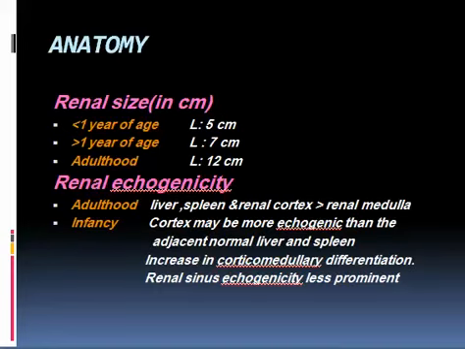First, about the anatomy, we should have an idea about the size of the kidney. Below 1 year it is 5, more than 1 year it is about 7, in adults it is about 12. If you see that 5 plus 7 equals 12, it will be easy to remember. The liver, spleen, and renal cortex are more echogenic than the renal medulla. This is the echogenicity in ultrasound.